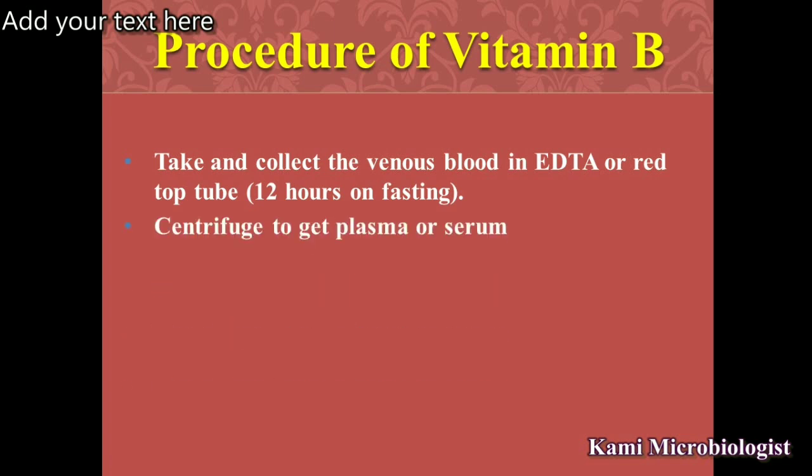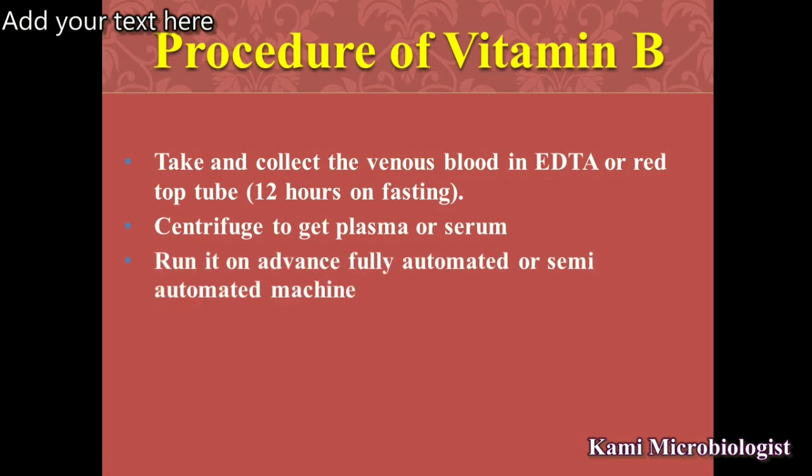Then what will you do? You will centrifuge it to get plasma or serum, and then you will run the test on an advanced machine, like a fully automated advanced machine, for example Architect, Mentre, or Maglumi. Some are semi-automated machines based on FIA, fluorescence immunoassay. In this case we have FinecCare, Lofia and Digrade machines as well. So you can run the test on these machines.